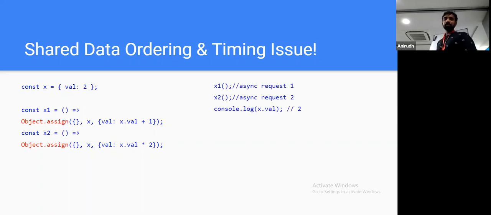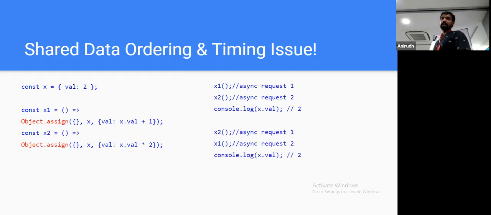So now what happens? If I am making any async request, the value will always be 2. This is very simple. I'm just using object.assign, and I'm not assigning that value anywhere, so it's not mutating the data of val. So obviously you would get the value 2, right? Even if I get the response out of order, I will always get the value 2.